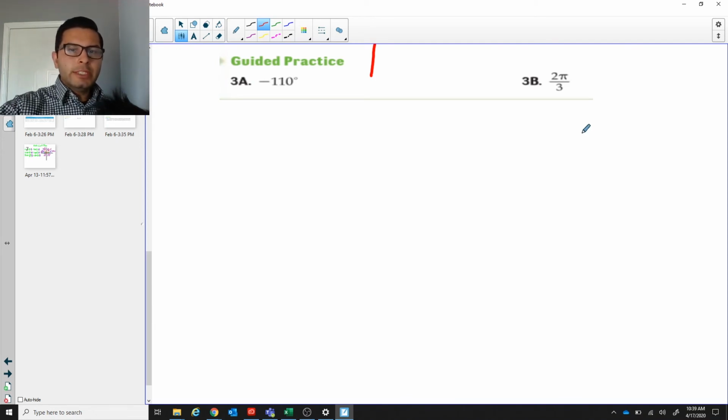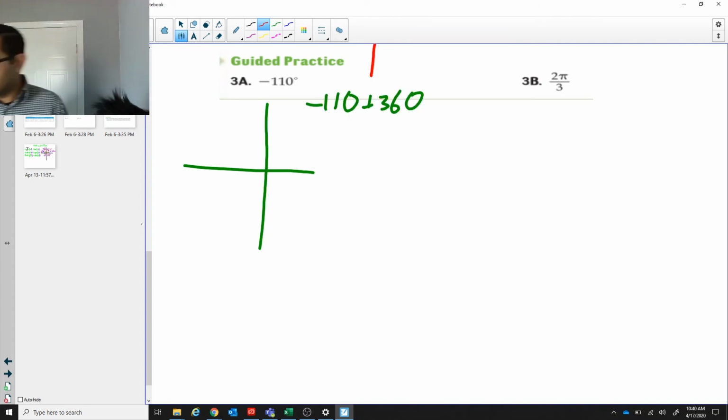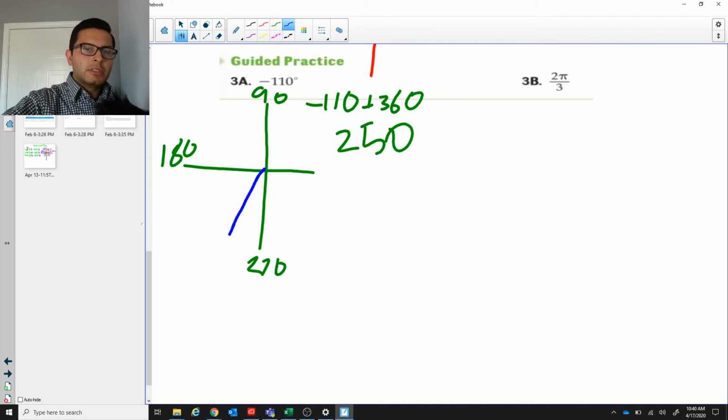So first thing is first, we need to graph our angle. Now, instead of using negative 110, we're going to use our first positive coterminal angle. So let's add 360 degrees to negative 110. It's 250. So instead of working with negative 110, we will be working with positive 250. Now, where does that go? We know a couple things. We know that our up and down is going to be 90. This is going to be 180. This is going to be 270. So our terminal side will be somewhere down here, and our angle will look like this.